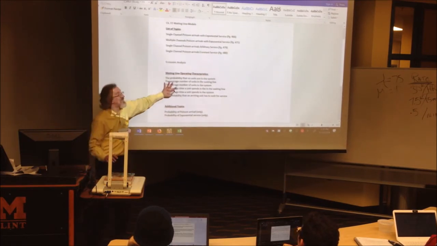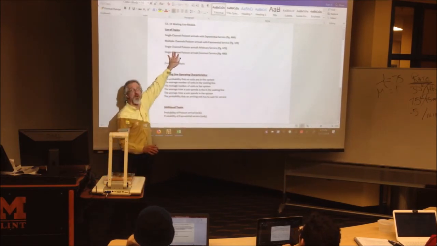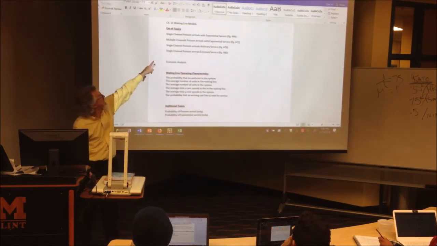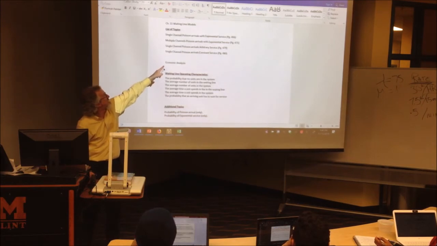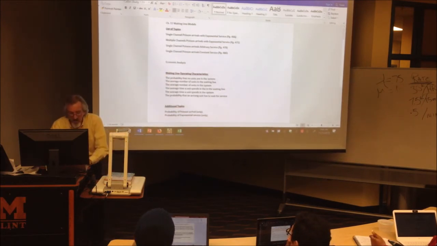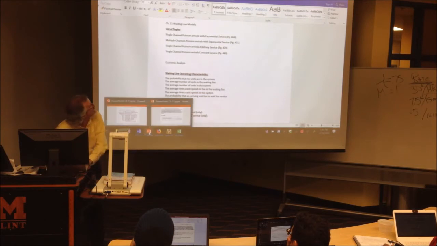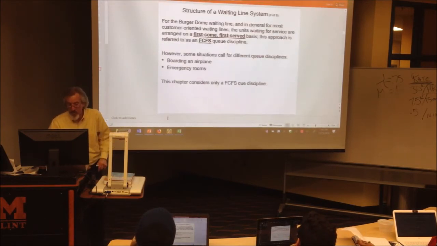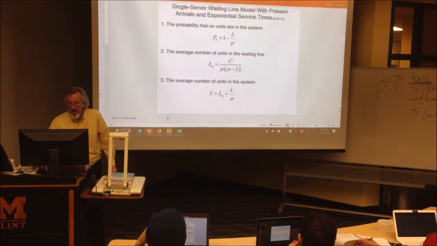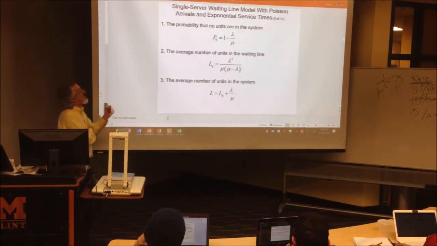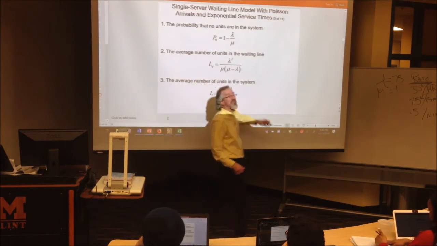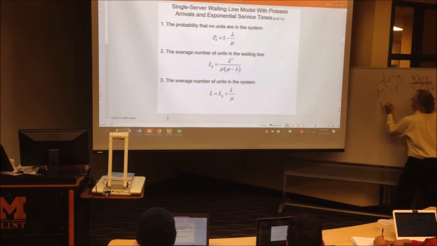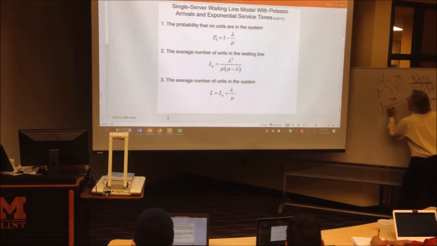Now, they're calculated slightly differently for each model. So for this first model, which is single channel, Poisson arrivals, exponential service, here are the calculations. It's also on page 466, which I really like in the book, but here they are. The first one, to get the probability of no units in the system, is 1 minus your arrival rate over your service rate.